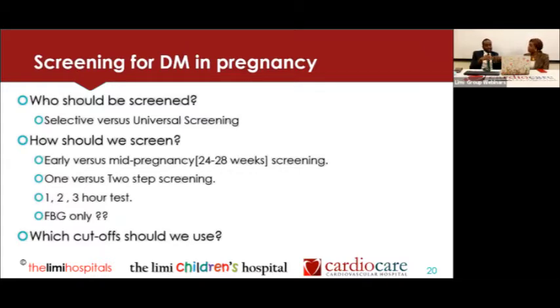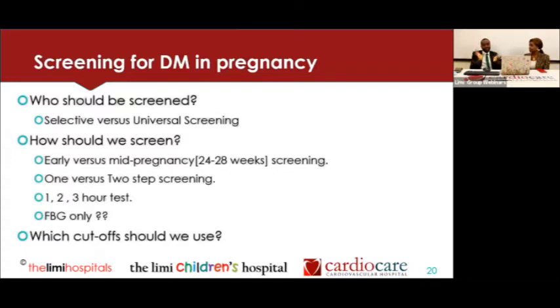Before we go into that, also what you talk about, how often should we screen? For some categories of patients, you screen very early in pregnancy, even on the first contact. Some people don't believe in that and believe that you should just wait for 24 to 28 weeks and do your OGTT. Each of these approaches has its pros and cons.